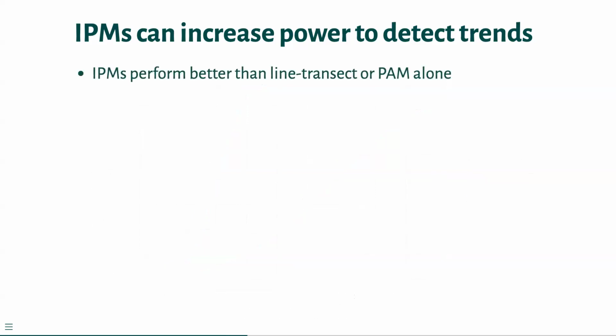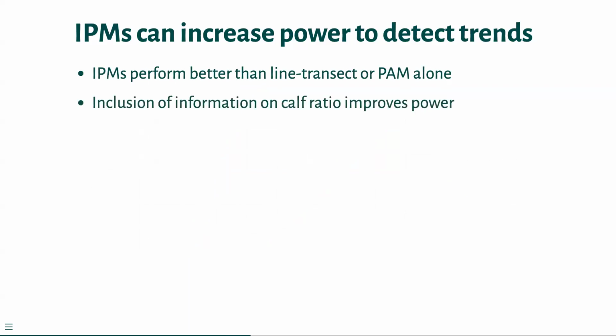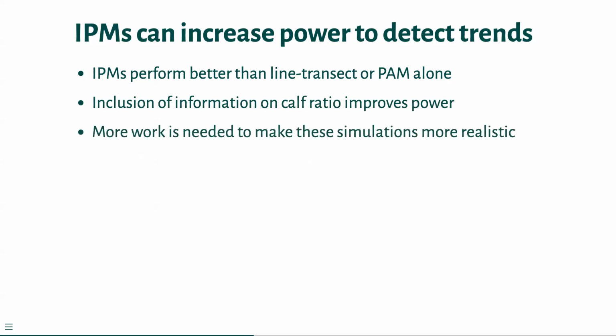So this was an interesting project in that it can guide data collection going forward and how we process data going forward. What we found was that integrated population models perform better than line transect or passive acoustic monitoring alone, and that the inclusion of information on calf ratio can improve statistical power to detect trends in abundance. But these were simulation studies, and I made a lot of assumptions and made things kind of perfect in some ways. So I think in future, we need more work to make these simulations more realistic and to evaluate whether it is feasible to collect data on calf ratio and what that data would look like.